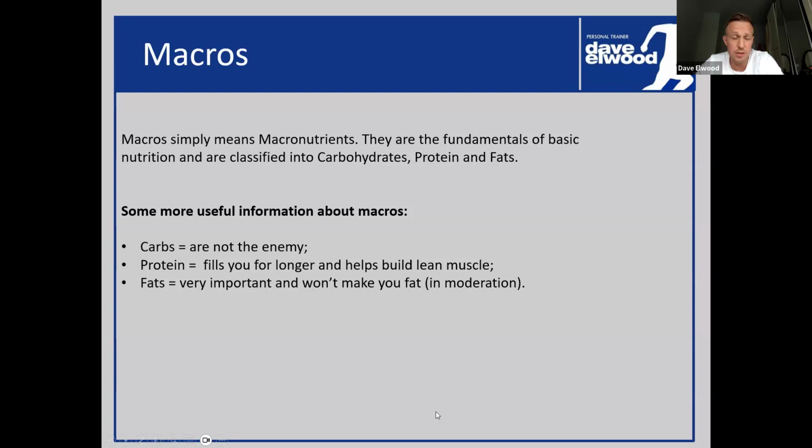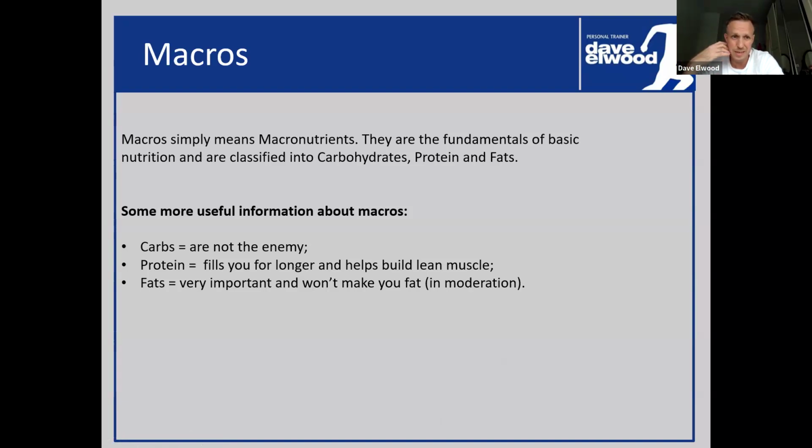Macros is macronutrients. It's just a shortened term for it. That's the carbs, the protein, and the fats. Carbs are not the enemy. That's actually what gives you your energy. Protein helps fill you for longer, and also helps give you lean muscle mass and gives you that nice shape that you want, so your clothes actually look better on you. And then fats are important, and they won't make you fat as long as you have them within moderation.